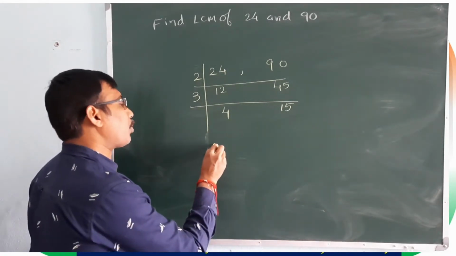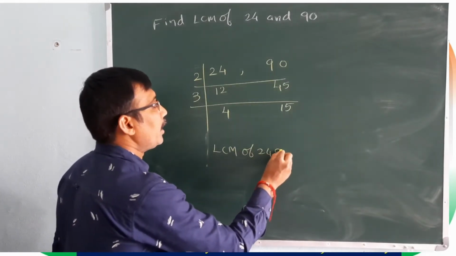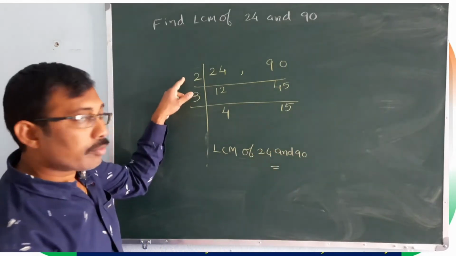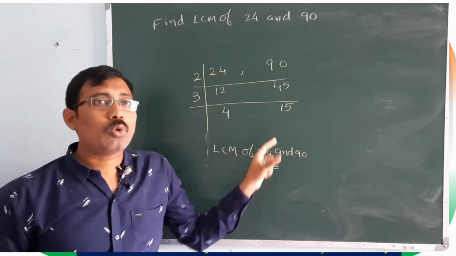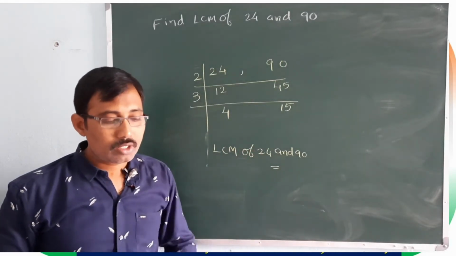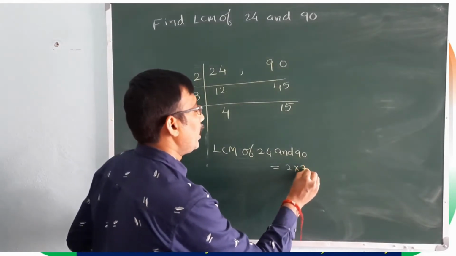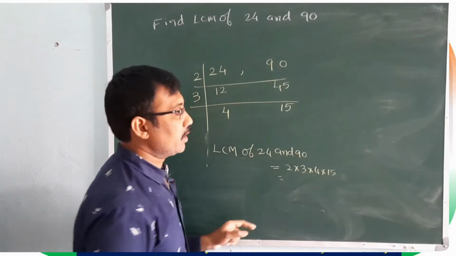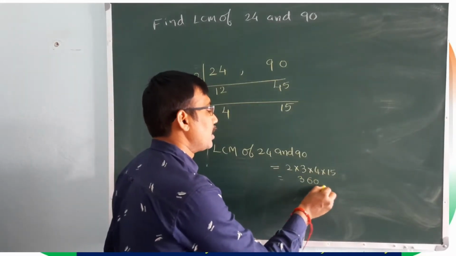After that, find the product. LCM of 24 and 90 is equal to the product of divisors and undivided quotients. So the undivided numbers: 2 into 3 into 4 into 15. 2 threes are 6, 6 fifteens are 90, 90 fours are 360. This one is the answer.